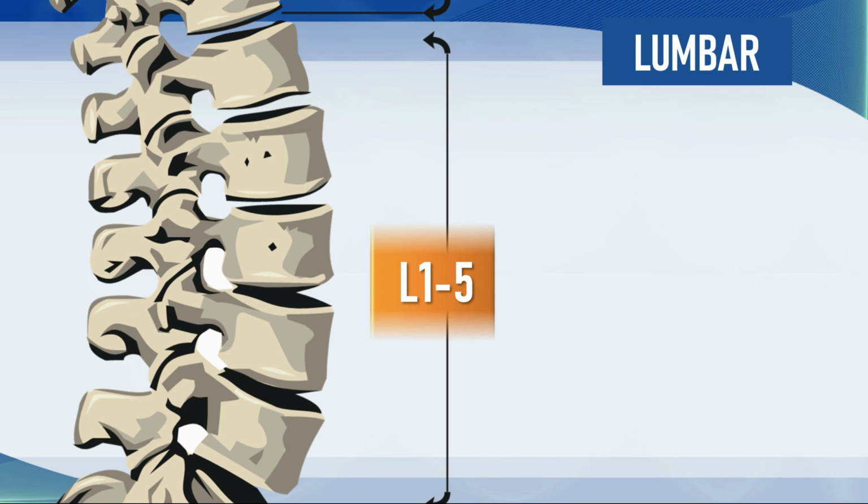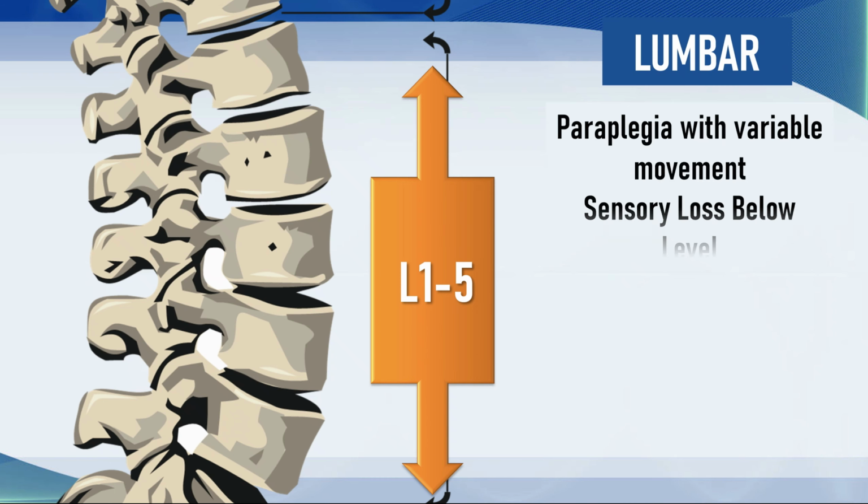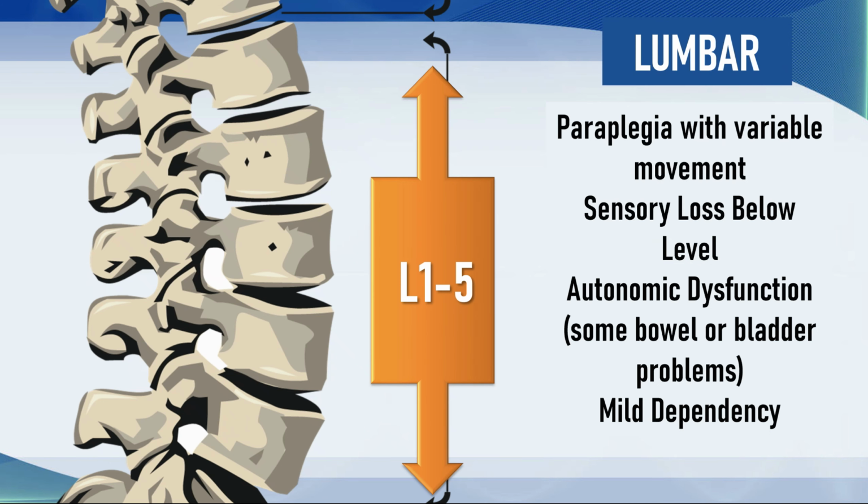A lumbar spinal injury between L1 and L5 will be associated with paraplegia, but with variable movement depending on how high up the injury is. There is sensory loss below the level. There will be some autonomic dysfunction involving the bowel and the bladder, and mild dependency.